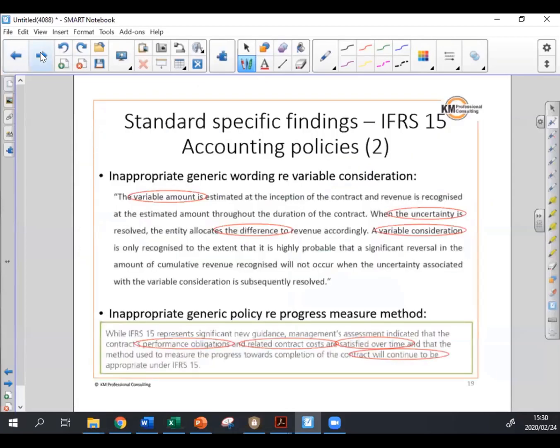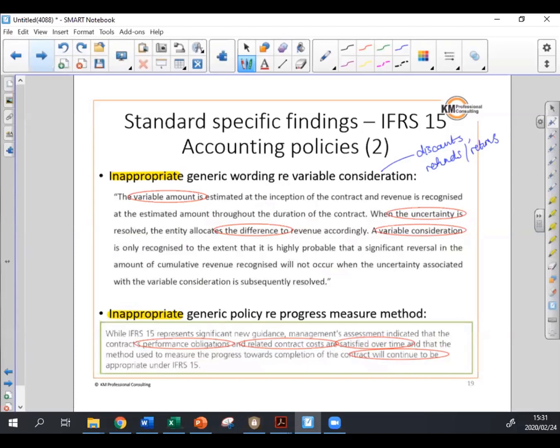These were 2 no-nos. I tried to make it clear by highlighting that they start with the word inappropriate. So the first one was an inappropriate generic wording in a policy on variable consideration. Now, variable consideration, for those of us that don't actually deal with it in our companies, we're talking there about discounts, refunds or returns. These are the most common. They can be anything from a commission, a price concession, rebates, you name it.